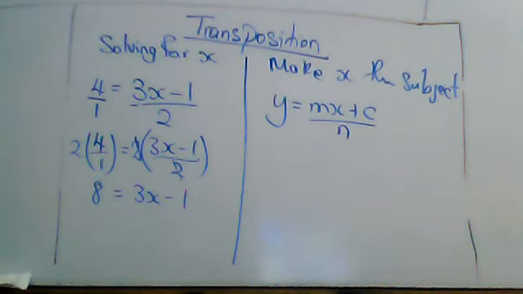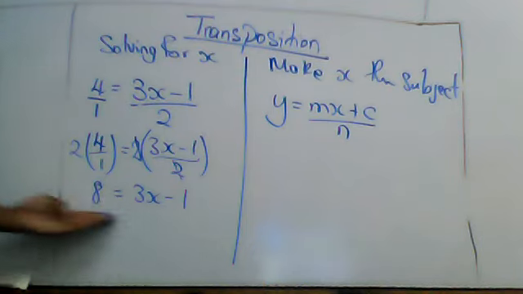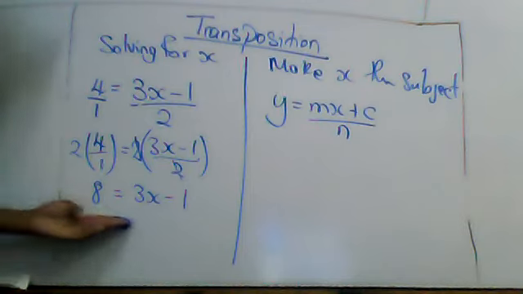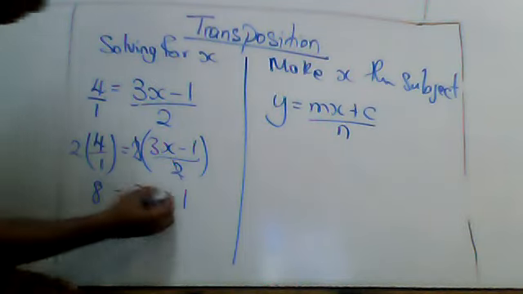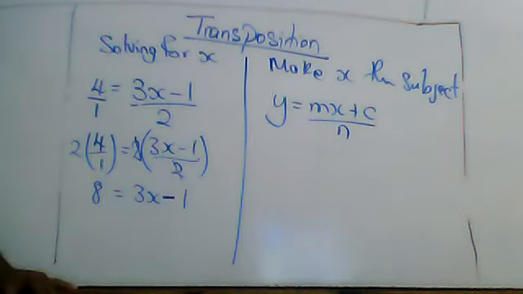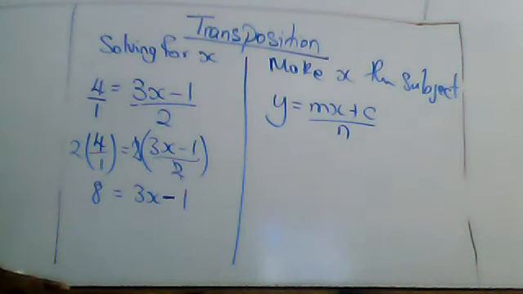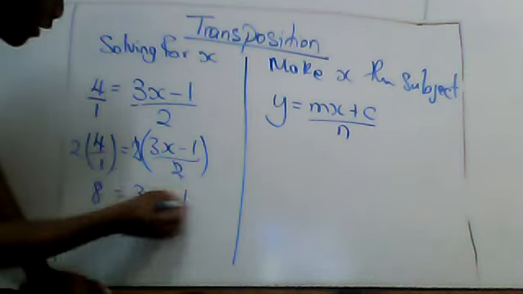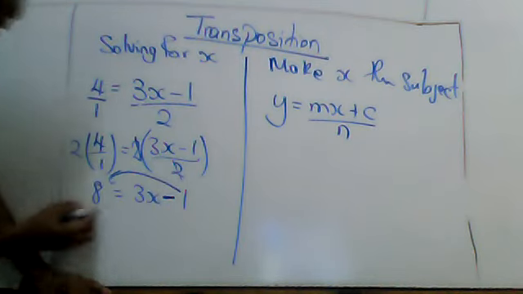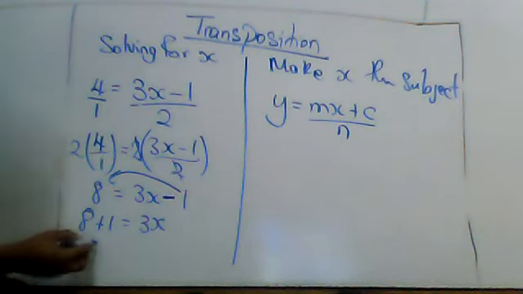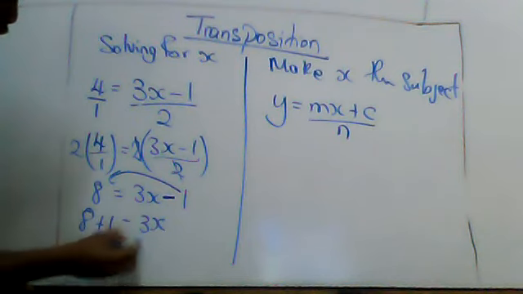So the next step is, remember we're solving for x. So what do we need to do here? We have 8 equal to 3x minus 1. What do we need to do? We need to get the 3x alone. So we're going to add 1 on both sides, or just bring 1 over the equal sign. So we're going to have 8 plus 1 equals 3x. We know that 8 plus 1 is 9 equals 3x.